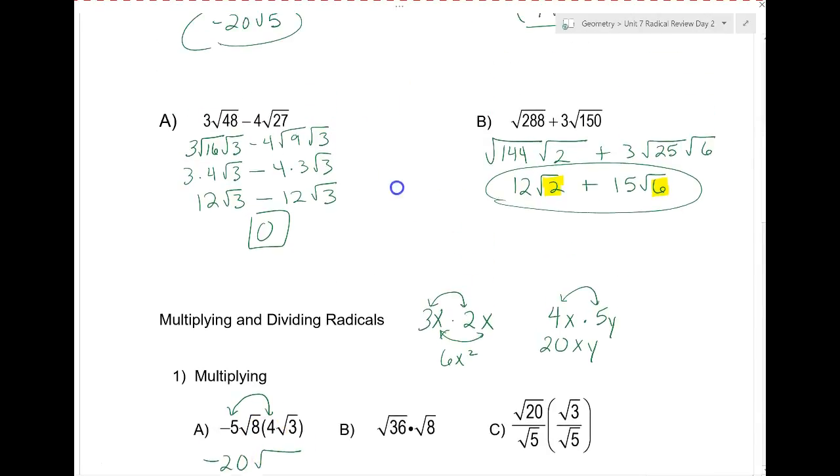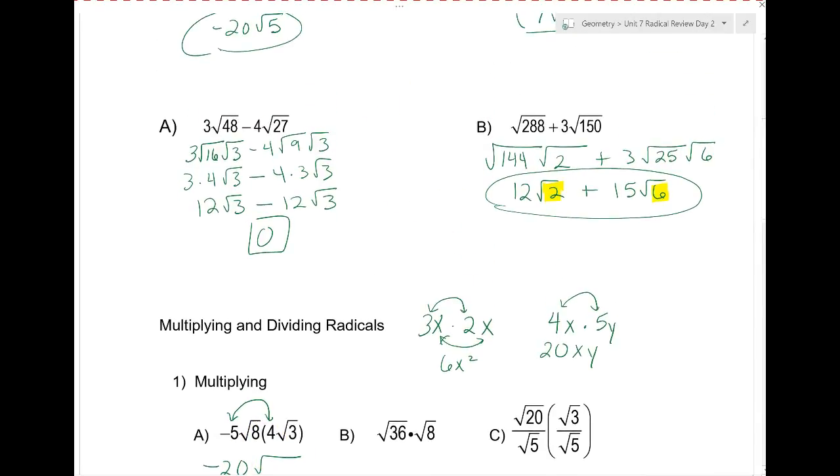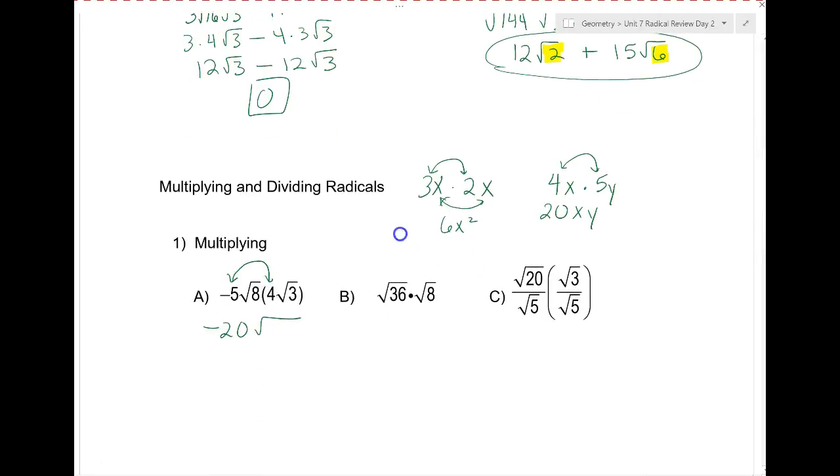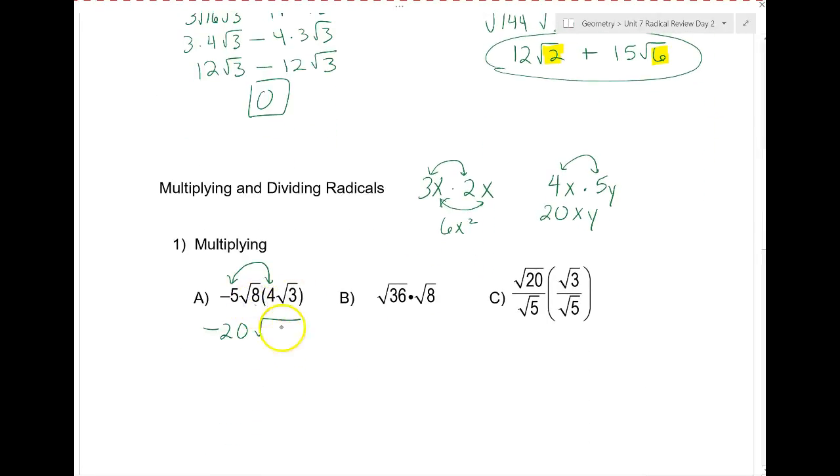Now, remember, we kind of went in reverse. Look up here on A up above. Remember, I know 16 times 3 is 48, so I split them apart. Well, basically, we're now putting them together. So it's 8 times 3. Well, that's 24. So it's a negative 20 times the square root of 24.